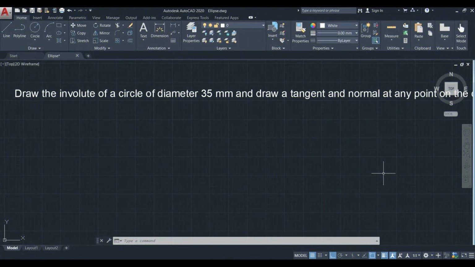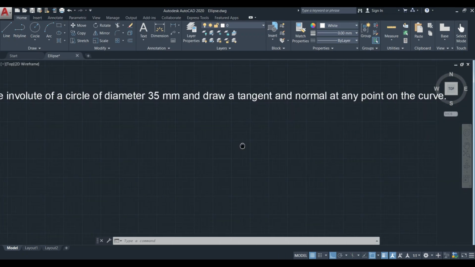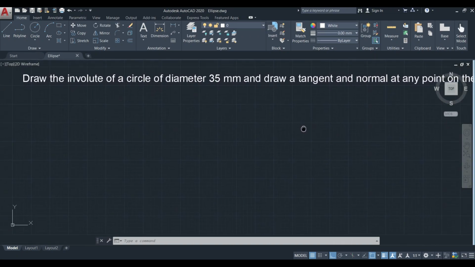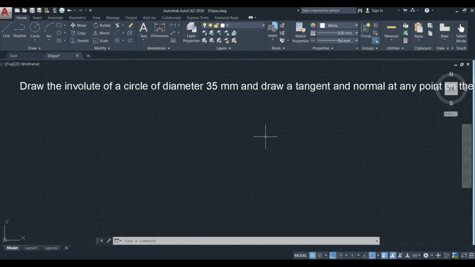Here we are going to see some questions related to the involute curve. There is a question here. Draw the involute of a circle of diameter 35 mm and draw a tangent and normal at any point on the curve. So there is only one data, which is the diameter of the circle, that is 35 mm. So we have to draw the involute based on that data.